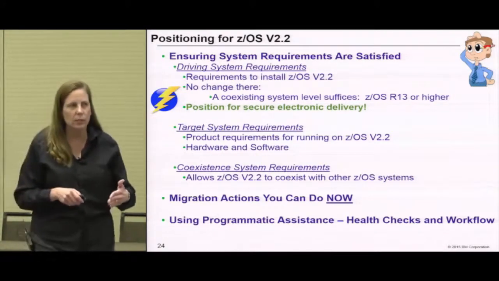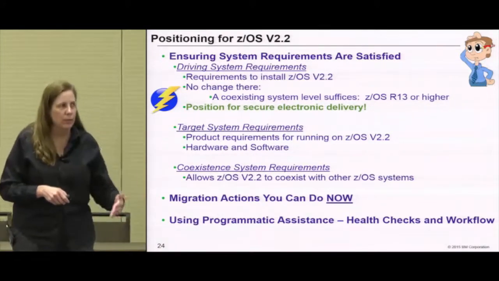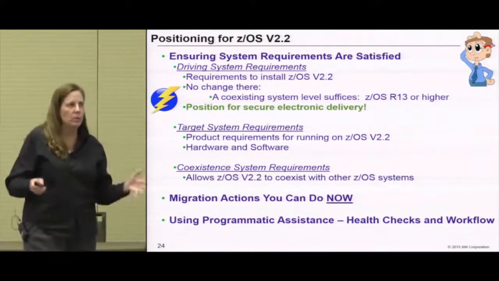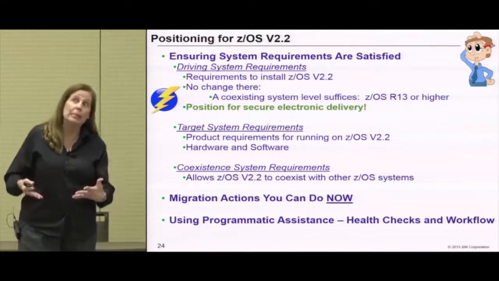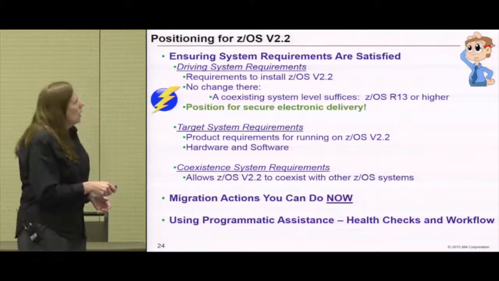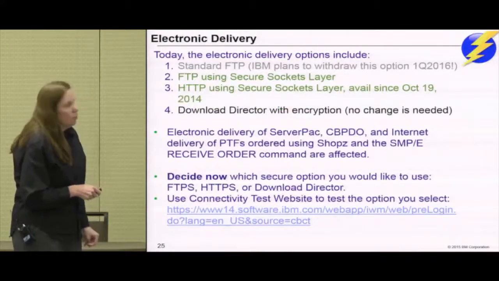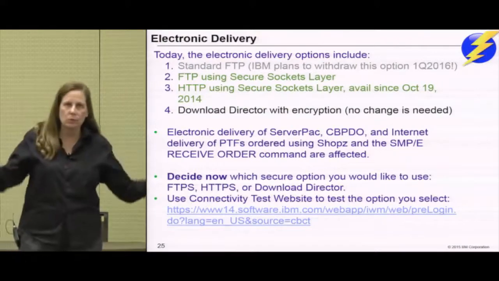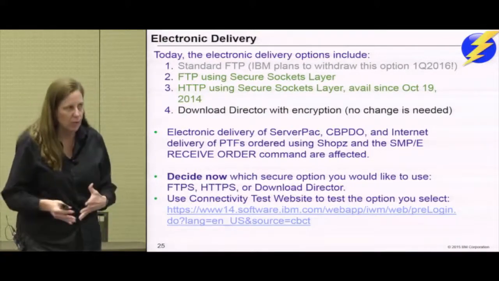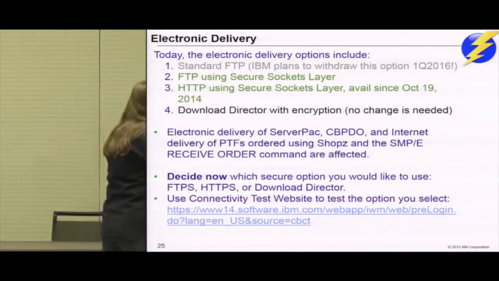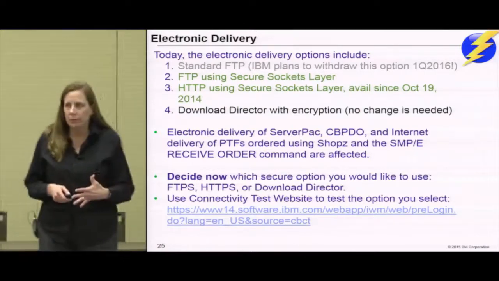Okay, everybody's been mentioning it this week at SHARE, and I'm going to say it again. I'll put it on a chart just so that everybody has been disclosed that this is going to happen, and you need to prepare for it. Okay, we'll talk about target system requirements and coexistence system requirements as well. You need to think about system requirements, and there's a lot of different kinds of requirements. So the requirement for electronic delivery.